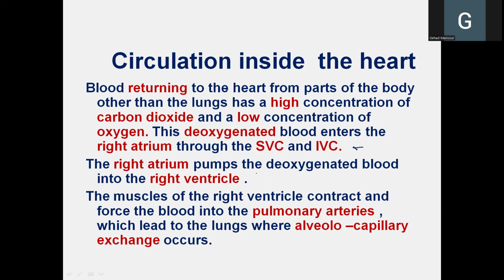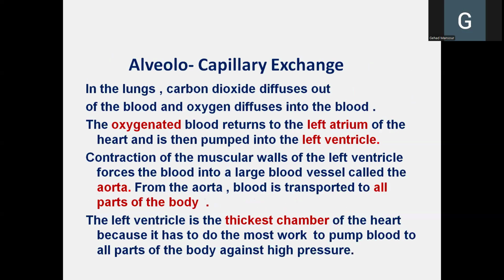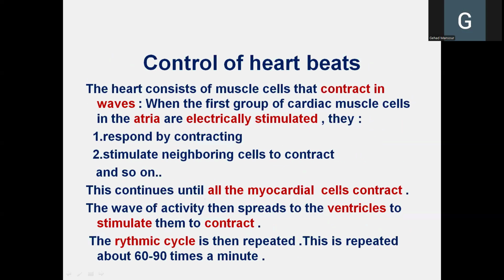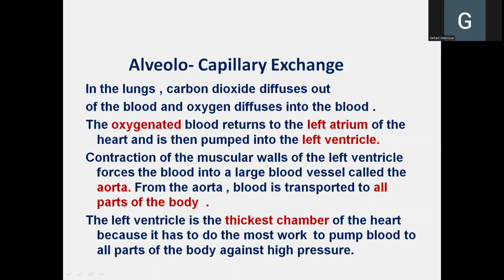The right atrium will pass this deoxygenated blood and pump it to the right ventricle, and then the muscles of the right ventricle will contract during systole. And by the way, the contraction of the right ventricle occurs exactly during the contraction of the left ventricle and will force this blood into the pulmonary arteries, which carry this deoxygenated blood to the lungs, where alveolo-capillary exchange occurs.